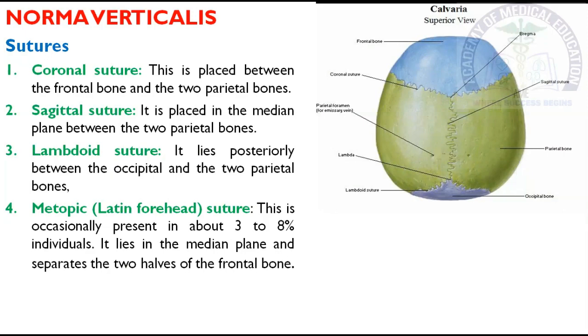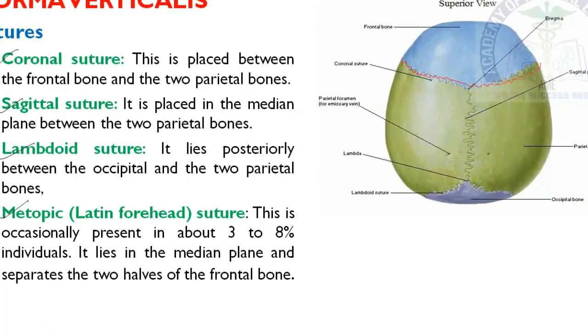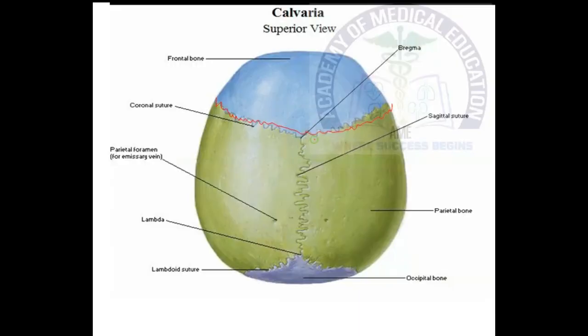Now, the norma verticalis view. What sutures do we see in a norma verticalis view? You will see the coronal suture, the sagittal suture, the lambdoid suture, and the metopic suture. This is the coronal suture. The coronal suture joins the frontal bone with the two parietal bones. That suture is called the coronal suture.